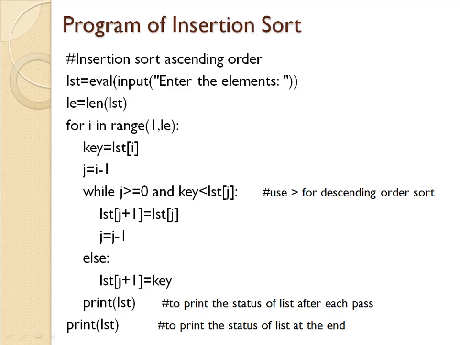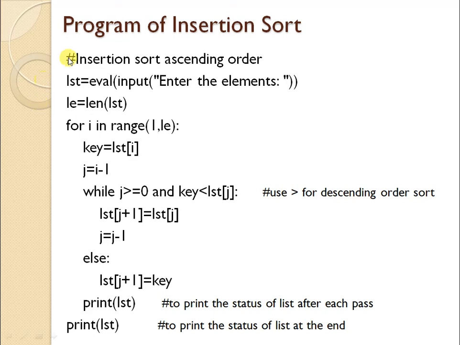Now the program for insertion sort. Again you enter the list, you calculate the length of the list, you move through the list. Here you just move through the list once. Okay. Here you should move from the element number 1 because the starting index is 0. So you should start from the second element that will have index number 1 and you will move through the end.